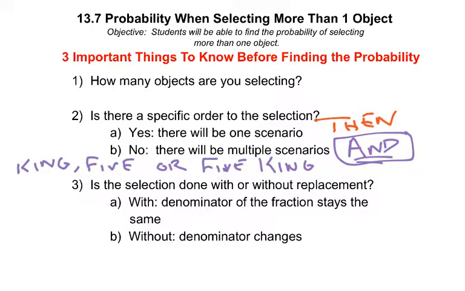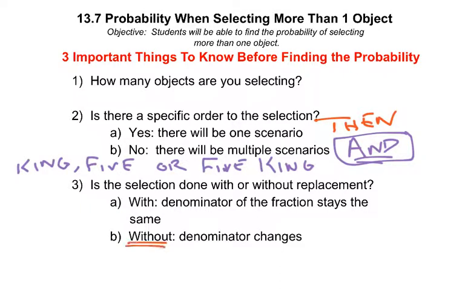The third piece here that's critical is whether we can replace the cards after we pull them, or whether they have to remain out of the deck when you go to pull your next card. So that's with replacement or without replacement. With replacement, the denominator of your probability calculation will always stay the same, because you're taking a card out and then placing it back in, so your sample space doesn't change in size.